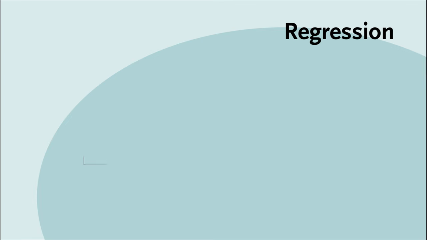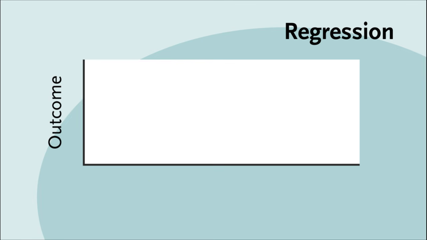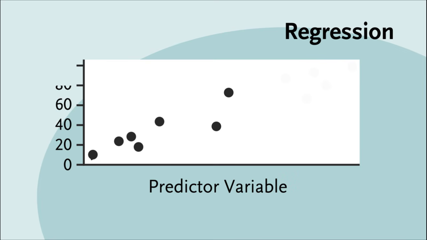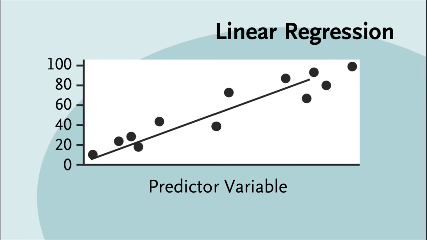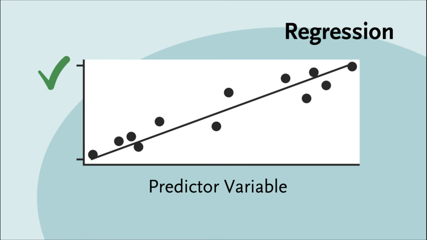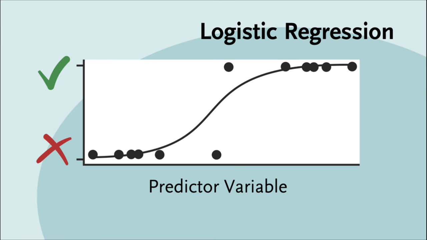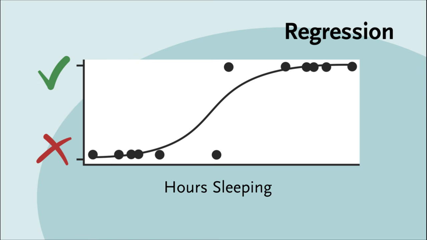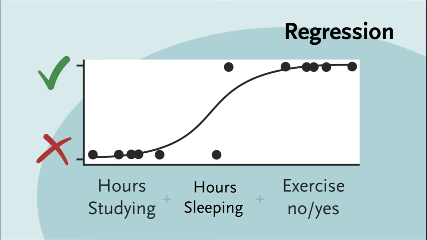Regression describes the relationship between an outcome and individual predictor variables. When the outcome of interest is continuous, say your numerical score on the exam, you use linear regression. When the outcome is binary, say you either pass or fail, you can use logistic regression. You can use simple logistic regression with just one predictor variable, or multivariable logistic regression with many predictor variables.